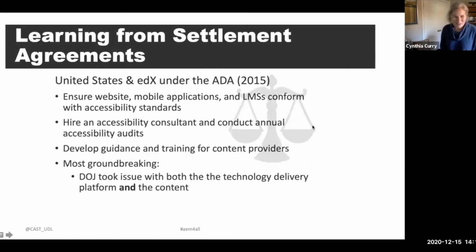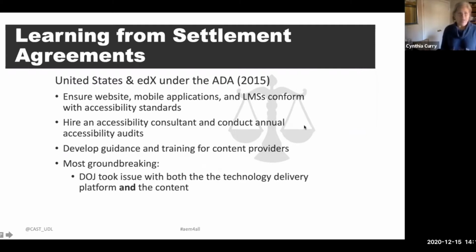One way to bring up digital accessibility and compliance is to talk about some settlement agreements that have happened in the past. I'm going to pull out this one between the US and edX that comes from 2015. edX, of course, is the platform that was founded by Harvard and MIT. It's a massive open online course platform. The Department of Justice was doing a compliance review of edX and determined that the platform and the website were not in compliance.